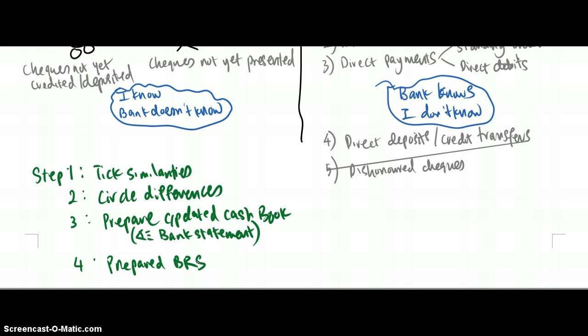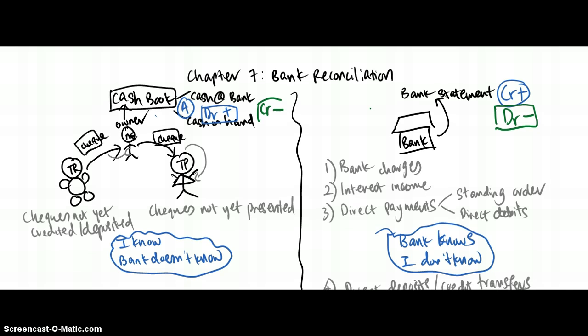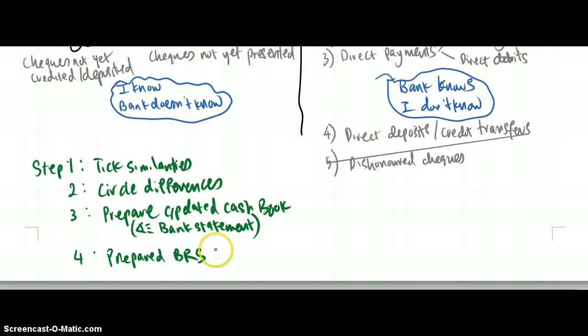And last but not least, step 4, we will prepare the bank reconciliation statement, BRS for short. For the bank reconciliation statement, we are not going to look at what is in the bank statement. We will be looking at what is in the cash book, the circled differences. All right, so I will wrap up this part here. In the next lesson, you will hear from me on how to go about doing it.